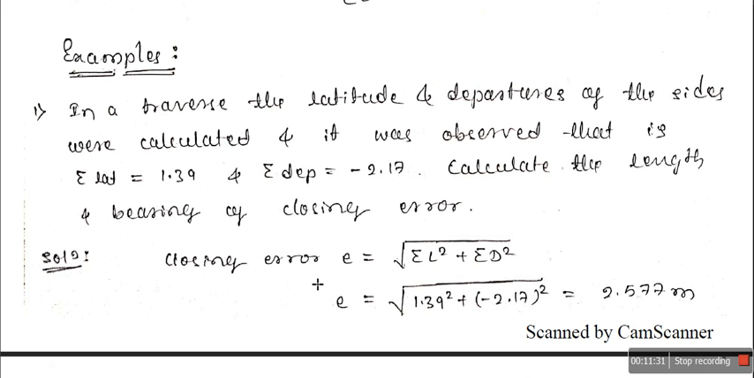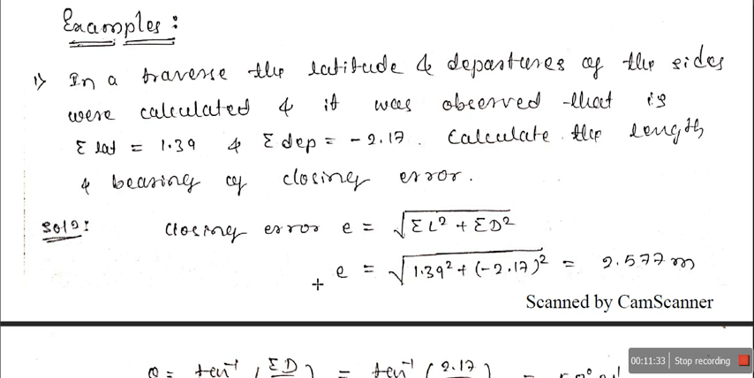Next we will solve some problems on these omitted measurements. The first one is very simple. In a traverse, the latitudes and departures of the sides were calculated. It was observed that the summation of latitude, ΣL, is equal to 1.39 and the summation of departure, ΣD, is minus 2.17. Calculate the length and bearing of the closing error.